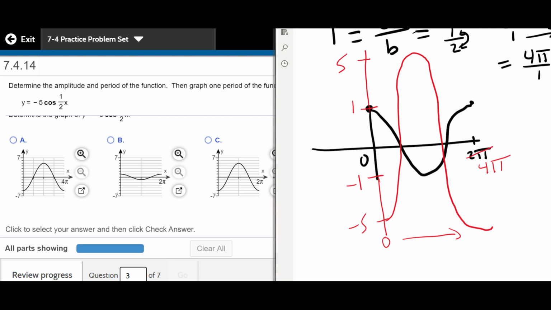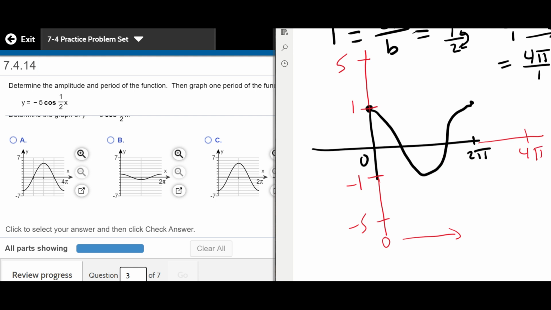So basically, if you were to actually graph this side by side, technically 4 pi is all the way over here, right? If you were to be more exact with it. And so since the period is now 4 pi, it's going to end at 4 pi. So it's going to look something like that. So upside down U shape, very elongated all the way to 4 pi. So it's very slow to do the cycle.